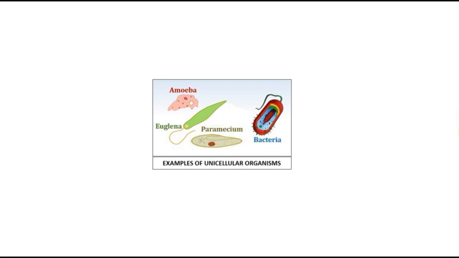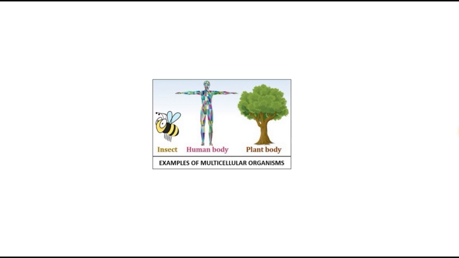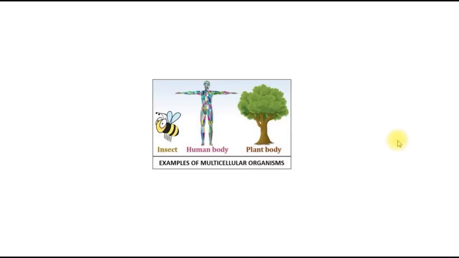There are other categories. On the other hand lies those organisms who have multiple cells. The number of cells can be few to billions. Such animals are known as multicellular animals or multicellular organisms. We humans, plants, insects, animals are the examples of the multicellular organisms.